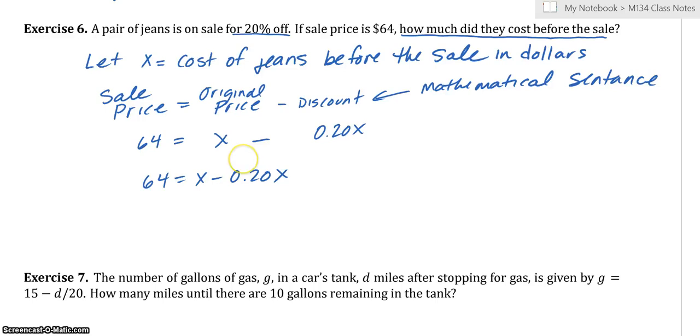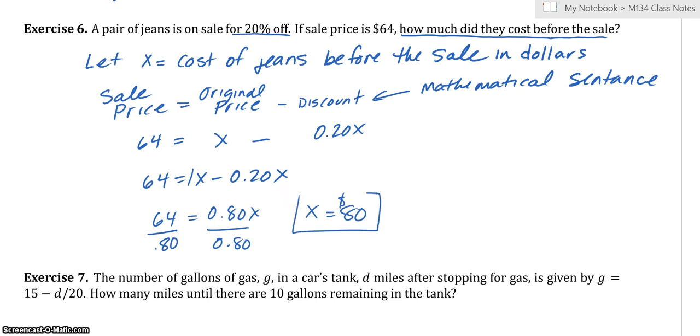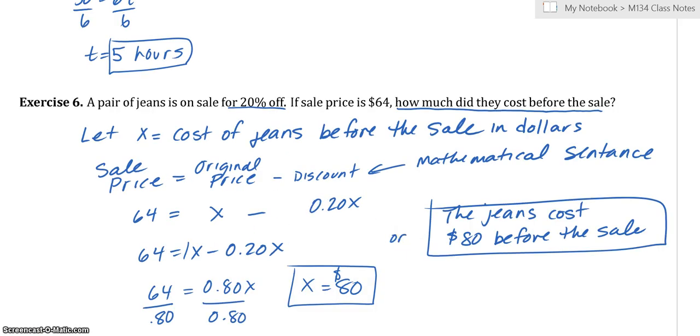Okay, so now we can just solve the equation. Don't forget there's an imaginary 1 here. So this would be 0.80x, 1 minus 0.2. You could do that on your calculator. And if you divide both sides by 0.80, what do you get? You can use your calculator. I got $80. Or you can write it in a sentence. The jeans cost $80 before the sale. That's what it means.